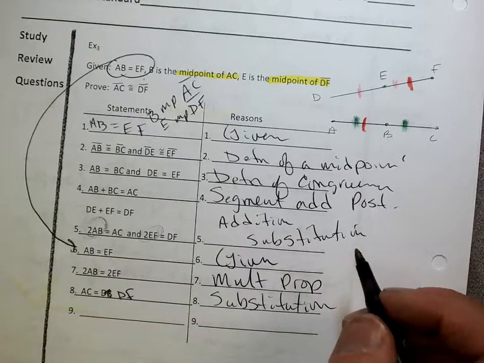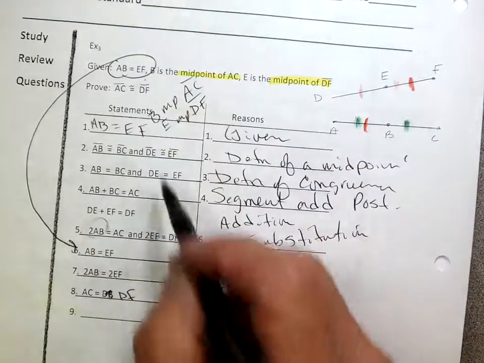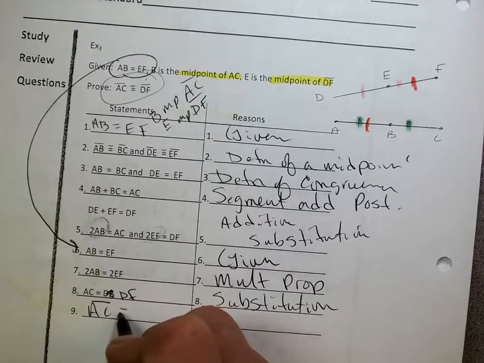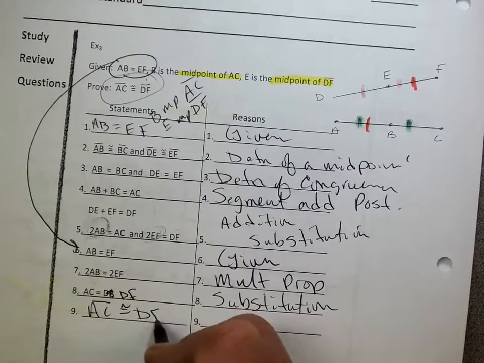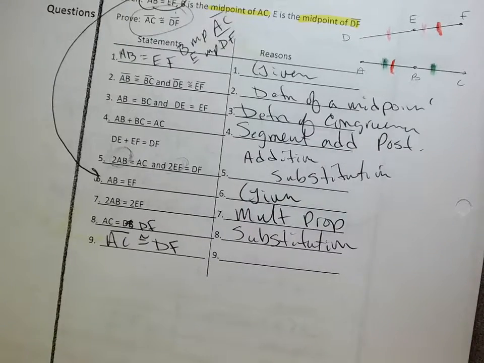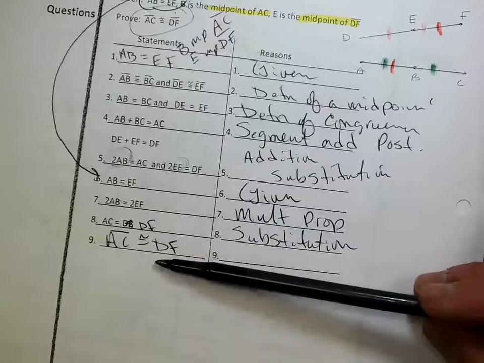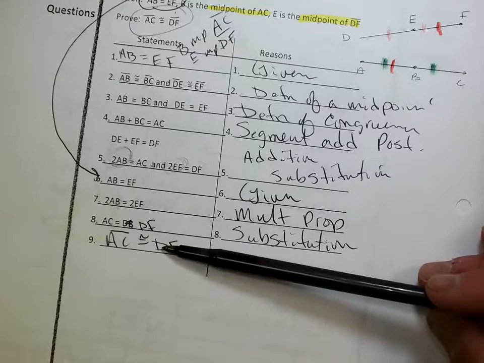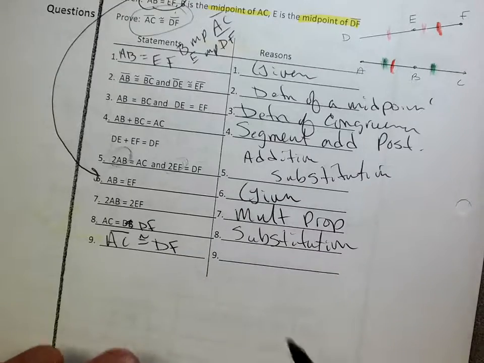Okay, finally, let's go ahead and put what we have to prove, which is AC is congruent to DF. Okay, now we went the other way. We went from equal to congruent. Said the exact same thing, equal to congruent. What do you think that is? Yeah.